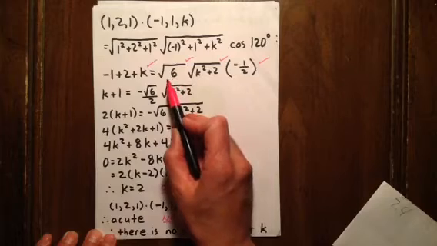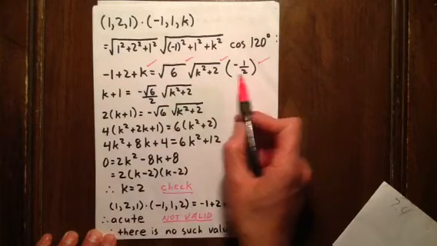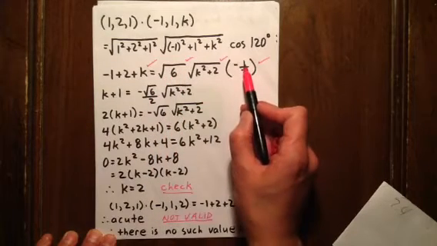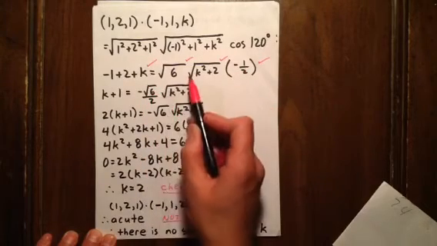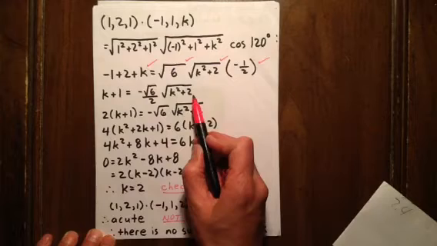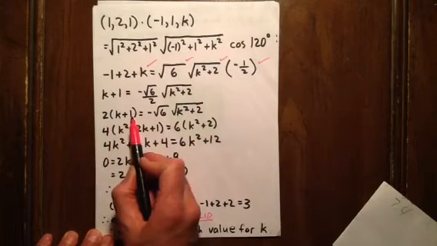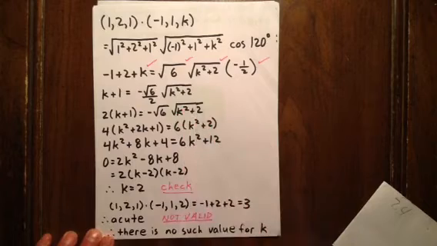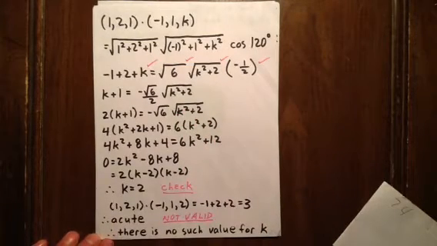This side simplifies to, if you take this first term and third term and multiply them, you get negative root 6 over 2. In other words, root 6 times -1/2 is negative root 6 over 2. And that's multiplied by the square root of k squared plus 2. Now, what we're going to do next is multiply both sides by 2. So 2(k + 1) is going to be negative root 6 times the square root of k squared plus 2. And at this point, we're going to square both sides.